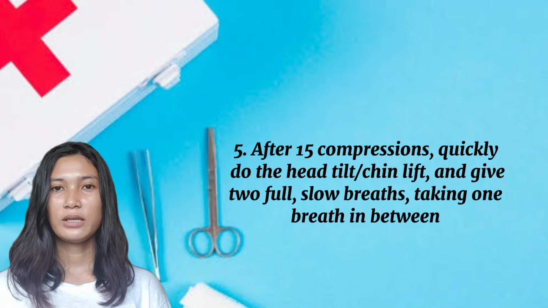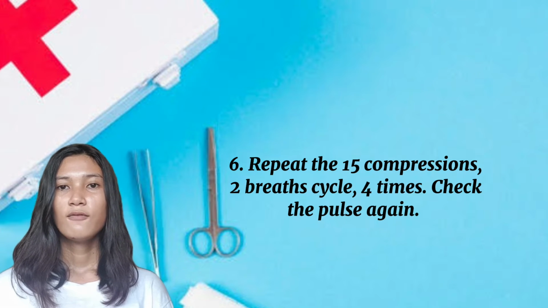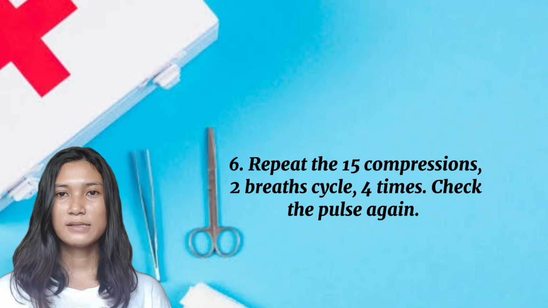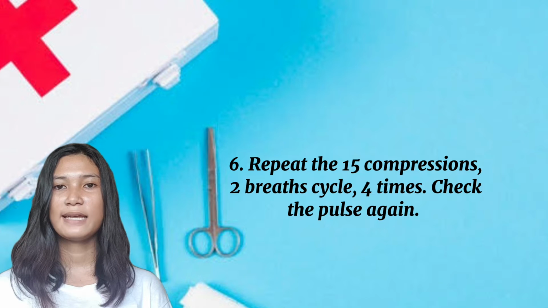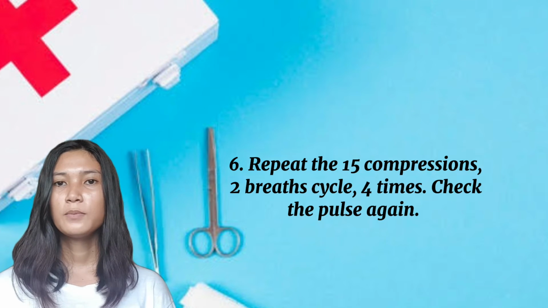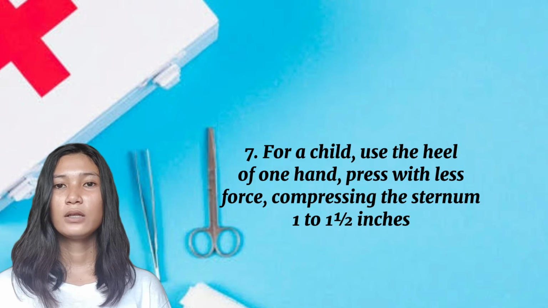Number 6. Repeat the 15 compressions, 2 breath cycle, 4 times. Check the pulse again. If there is no pulse, continue rescue breathing and chest compression until help arrives, or the victim's pulse and breathing return. Number 7. For a child, use the heel of one hand.